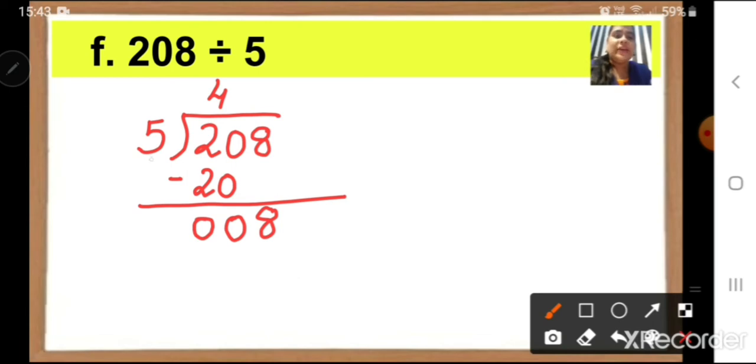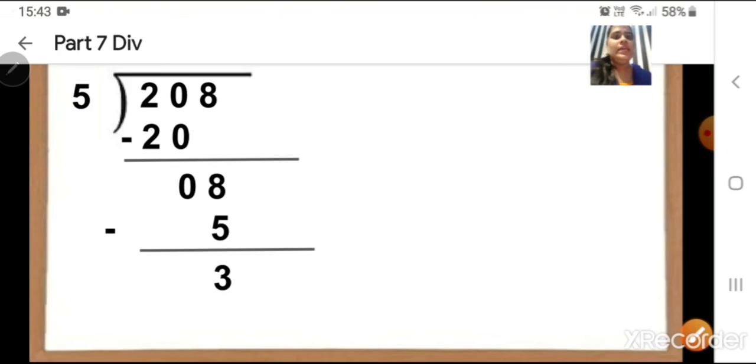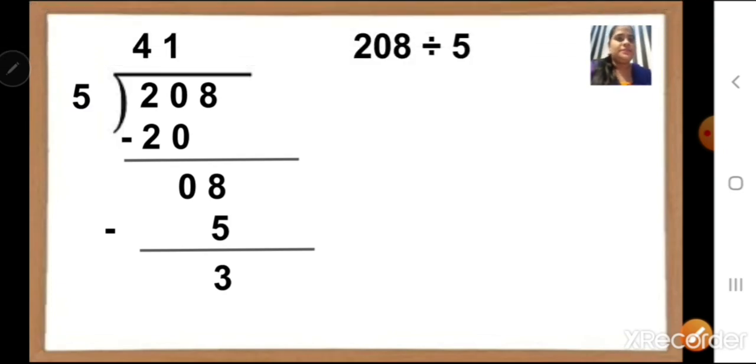Now see in 5's table when 8 will go. 8 will not go in 5's table. So we have to find a nearby number, which is 5 ones are 5. So I will write 5 ones are 5 and then we will subtract. 8 minus 5 is 3. Correct? So our remainder is 3 and our quotient is 41. In this way we have to divide.